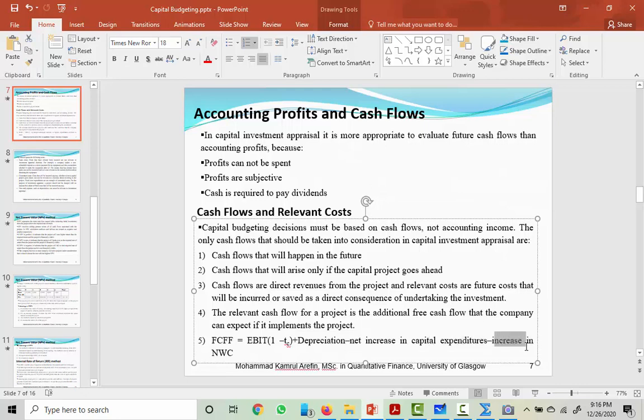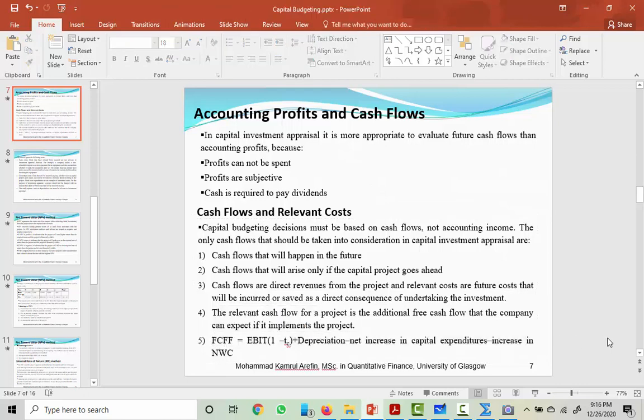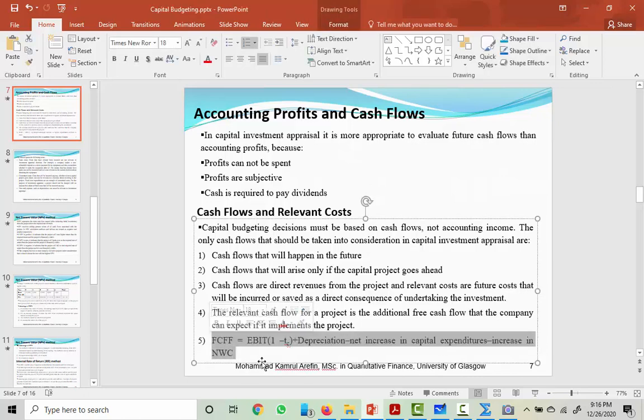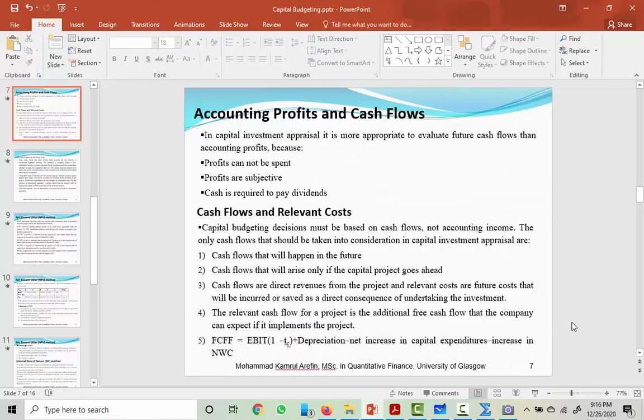Similarly, if there is any net increase in working capital, we need to adjust that as well to find the free cash flow available for the firm. So in project evaluation, we should use free cash flow for the firm.